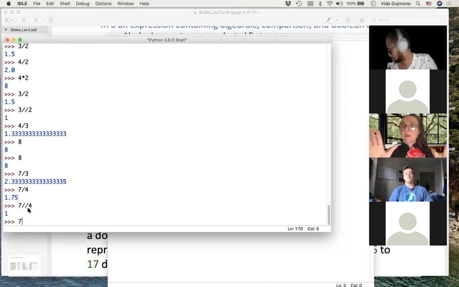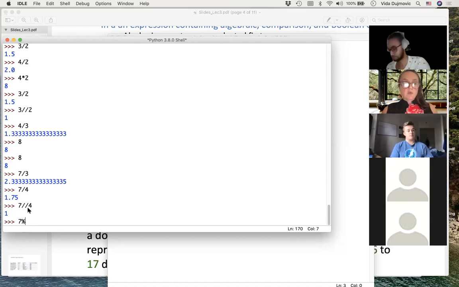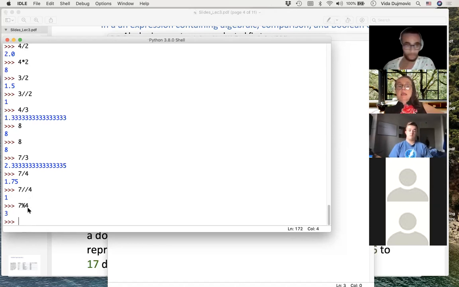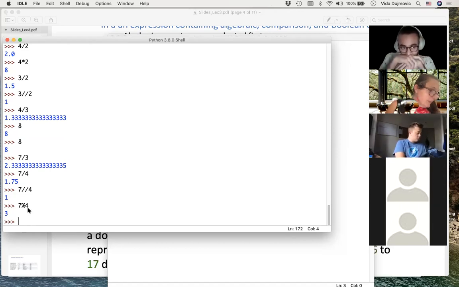Okay, so I mean, you need to know how it works. Here's how you do it in Python. So you are asking, what's the remainder of division of 7 and 4? We said that that's a 3 because 7 divided by 4 is 1. 1 times 4 is 4. So what's left to 7? It's 3.